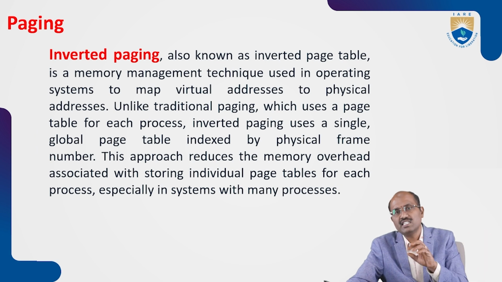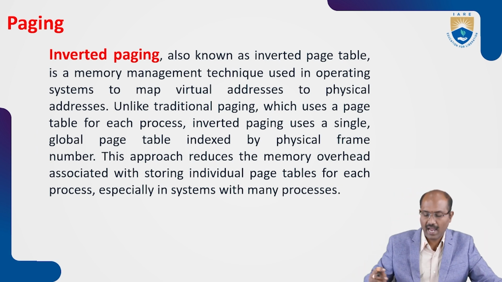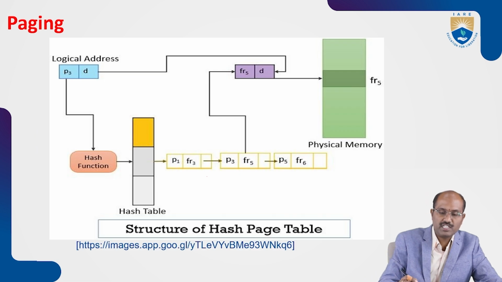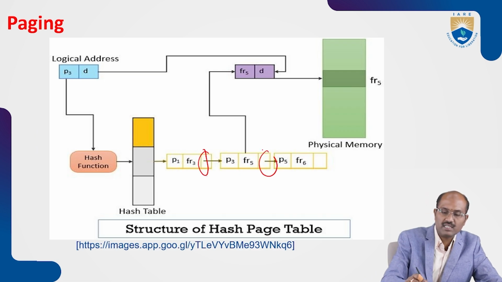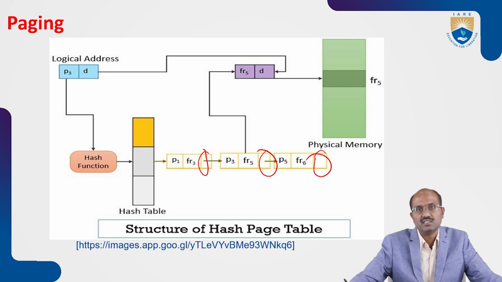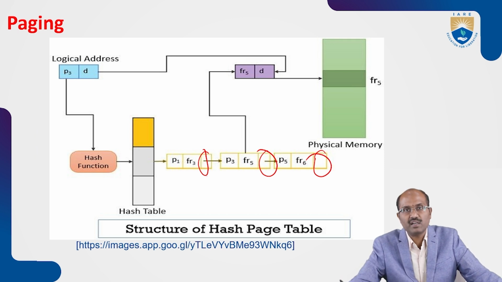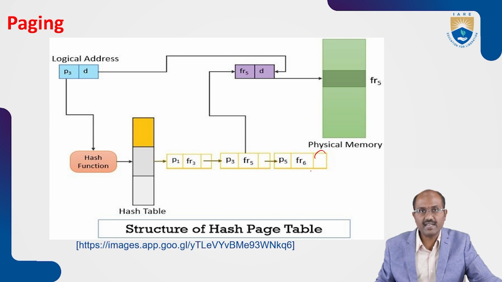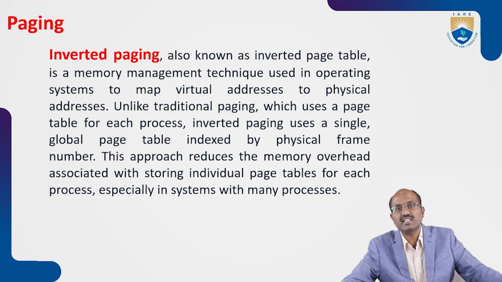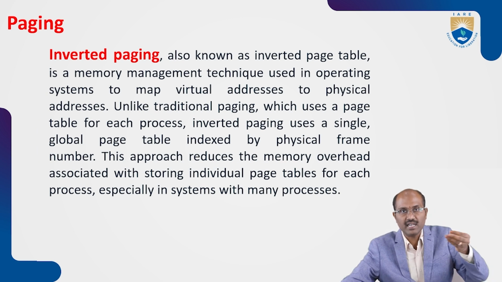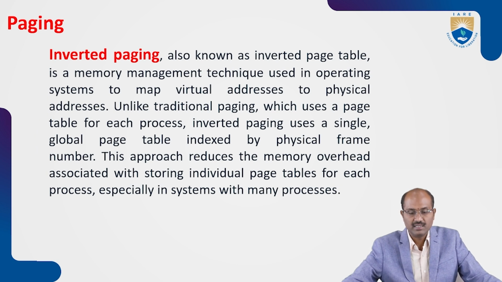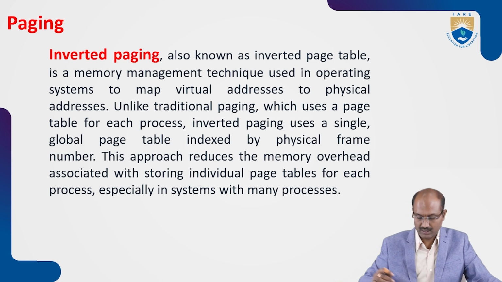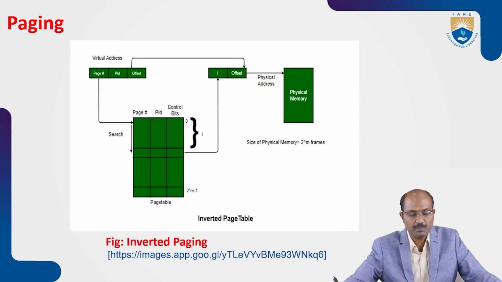See, memory overhead is too much in the hash page table. In this hash page table, most of the memory addresses are wasted. We use an address for every page, and that is wasting memory. So we reduce these address spots. We invented this inverted page table to overcome the hash page table process. Instead of a page table for each process, especially in systems with many processes, we worked out this inverted page table.